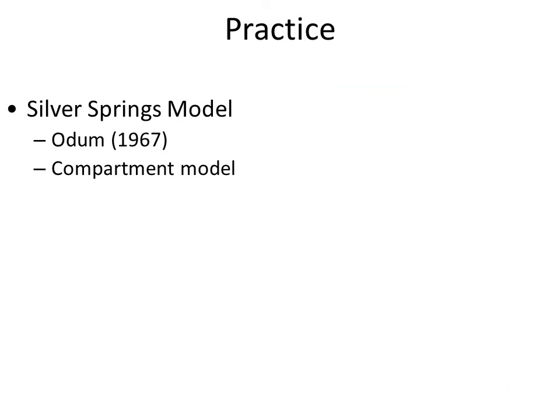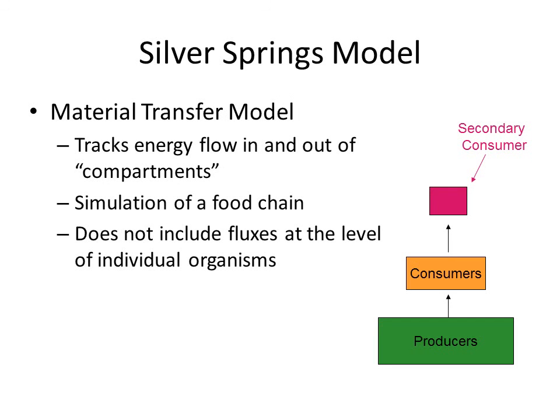You get to play with a model called the Silver Springs model for practice, if you so desire. This is a compartment model from a paper by Odum from 1967. This compartment model is called that because it tracks energy flow into and out of compartments, simulating a food chain. This does not include these flows at an individual organism level, but at trophic levels.